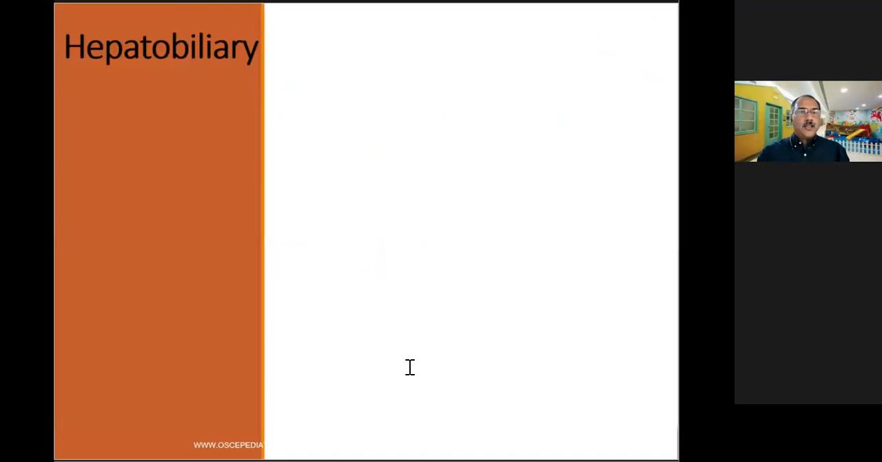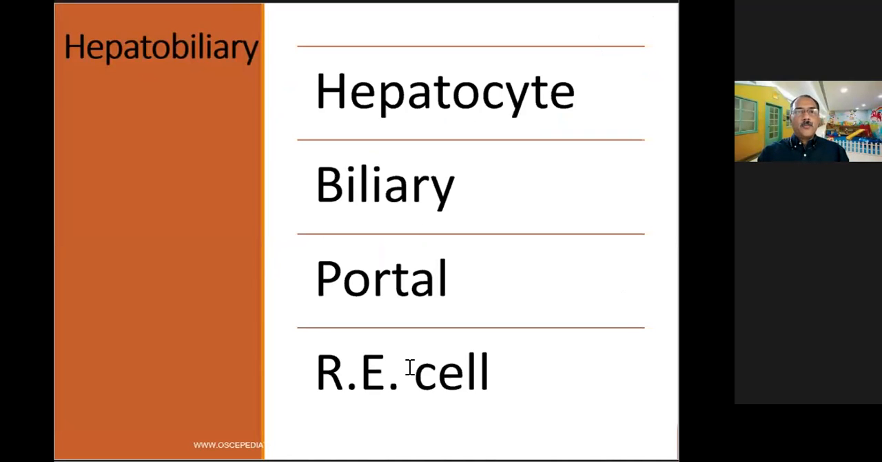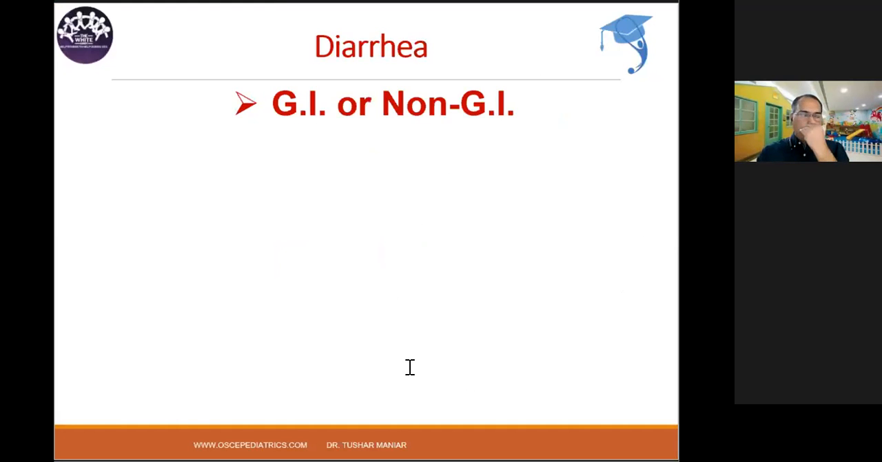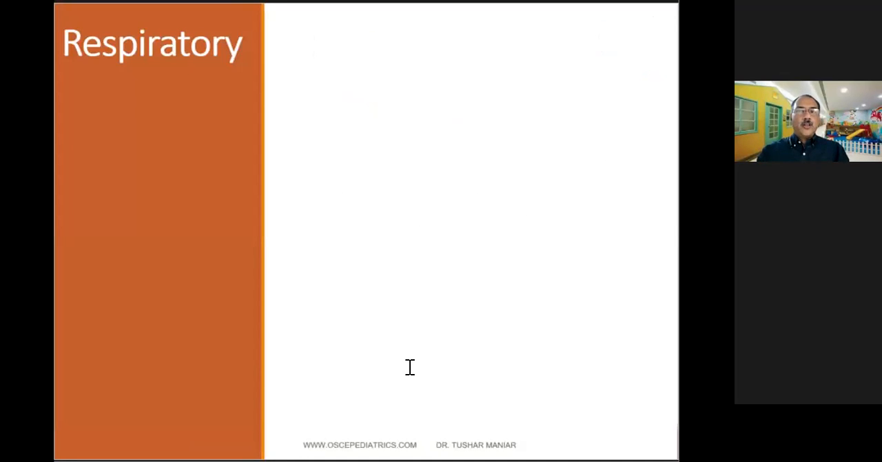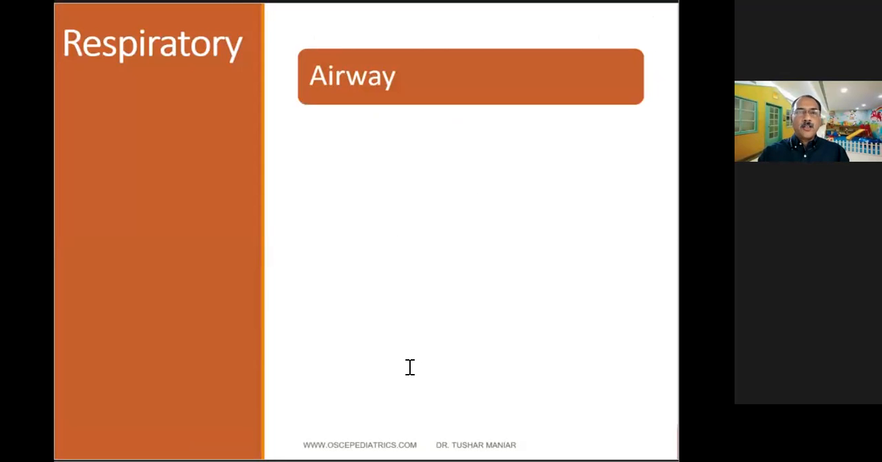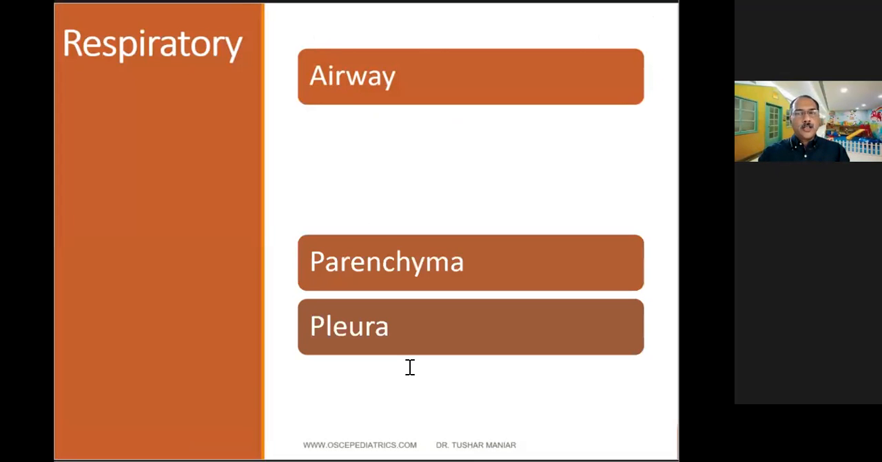In hepatobiliary, you are looking at hepatocyte, biliary, portal, and RE. Portal we further divide into pre-sinusoidal, sinusoidal, and post-sinusoidal. In GI, for any symptom pointing to GI, you say whether the root cause is GI or non-GI, whether it is small intestine or large intestine, and in small intestine, whether it is acute or chronic. When you're looking at respiratory, again, you want to make sure whether it is a respiratory, CNS, or metabolic problem. If it is respiratory and cough is the predominant symptom, you're thinking of airway. If cough is not predominant, you are looking at parenchyma, pleura, or interstitial lung disease.